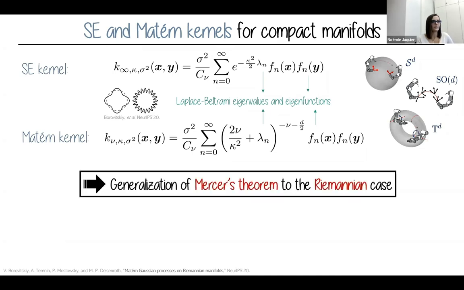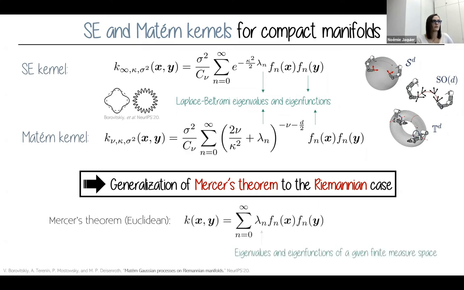What is interesting here is that this is equivalent to generalizing Mercer's theorem to the Riemannian case. This is Mercer's theorem in the Euclidean case, where the kernel is given as a sum of eigenvalues and eigenfunctions of a given finite measure space. In the Riemannian case, you have instead Laplace-Beltrami eigenvalues and eigenfunctions, and you have a function around the eigenvalues. So it's not only the eigenvalues, but this kind of exponential or power formulation.